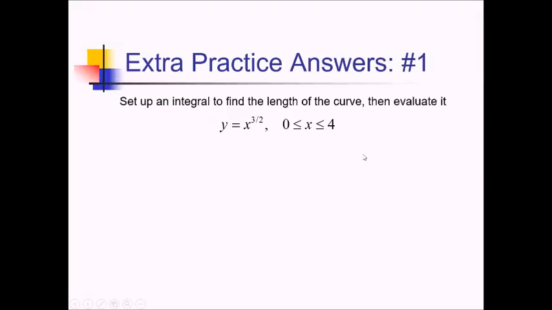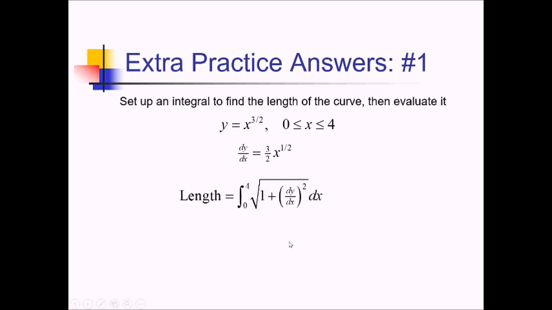For this problem, I want the length of this curve over the interval from 0 to 4. So first, let me get dy over dx, because I'm going to need that for my arc length formula. So that's going to be 3/2 x to the 1/2. And now I'm going to need the integral from 0 to 4 of the square root of 1 plus dy over dx squared with a dx differential.